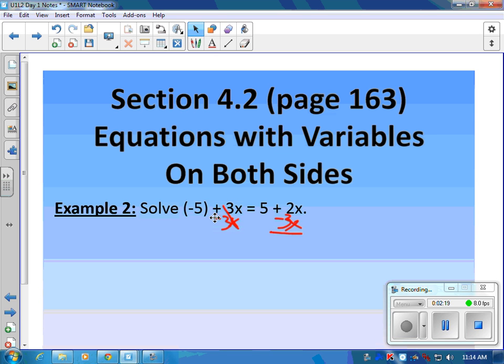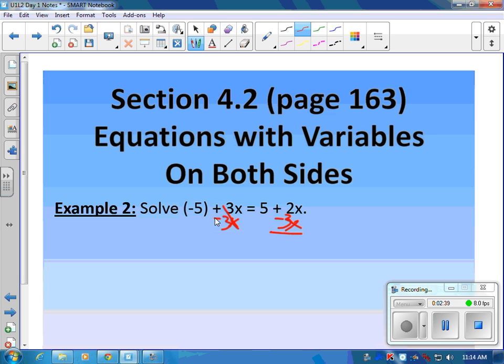Now, we could have chosen to move the 3x to the left, which is what we did. We subtracted 3x from each side. Or I could have done it the other way and subtracted 2x. We should get the same answer either way. But let's do it the way that Graham did it. What is 3x minus 3x? 0. So this goes away.